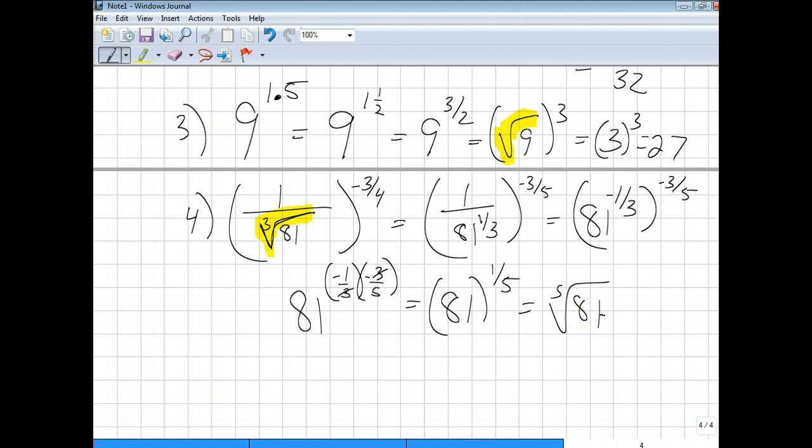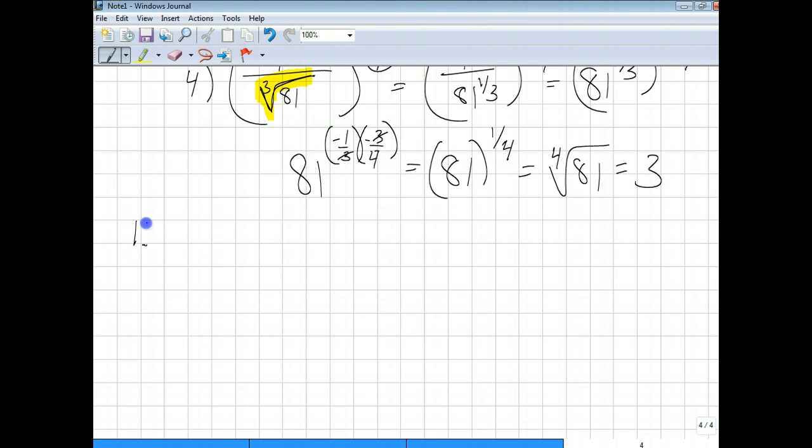Whoops, I made a mistake. Anybody see where my mistake was? I changed this 4 into a 5 by accident. So let's go back and fix that. So this should be a 4. This should be a 4. This should be a 4. And this should be a 4. I don't know where I got the 5 from. So this is the 4th root of 81. That makes more sense because the 4th root of 81 is 3. Okay? Although it is possible to get the other.